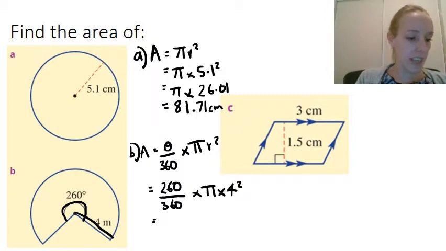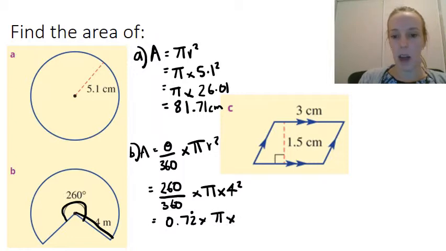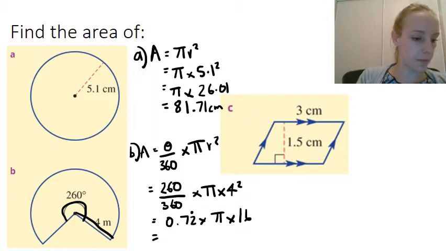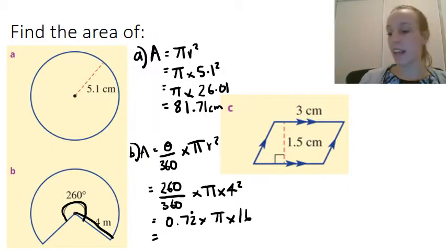So 260 divided by 360 is 0.72 recurring times pi times 4 squared, which is 16. So we can type that into our calculators. 0.72 recurring times pi times 16, and it gives us an answer of 36.30284, etc. Again, we're going to round to 2 decimal places. Also, I forgot my squared up there. Sorry. So 36.302 rounds to 36.3.